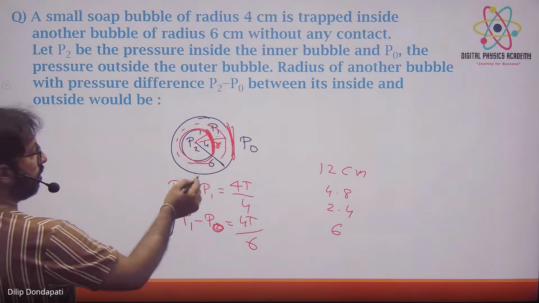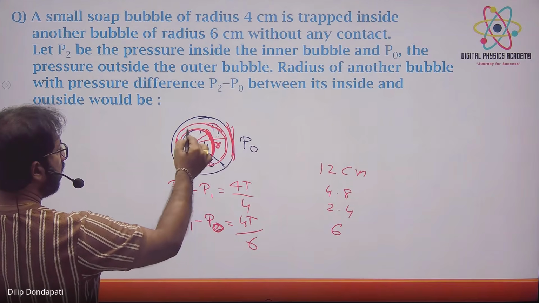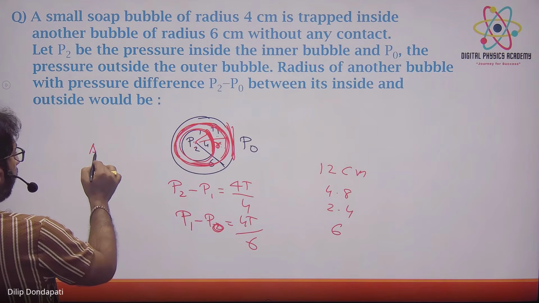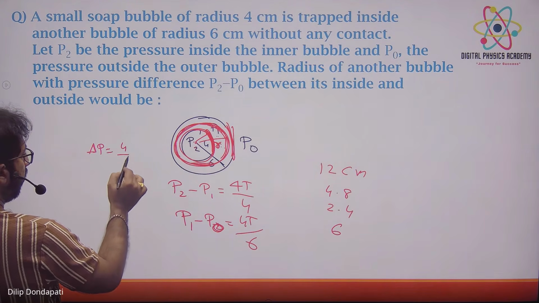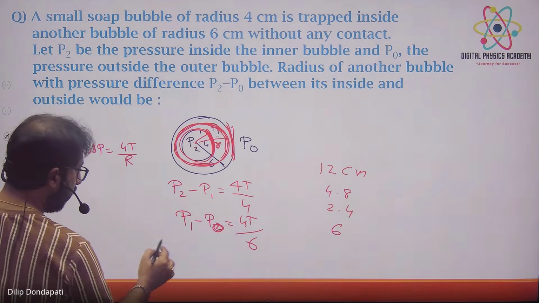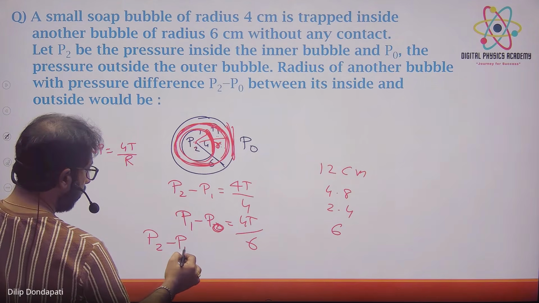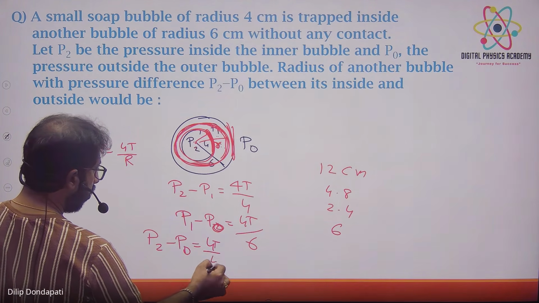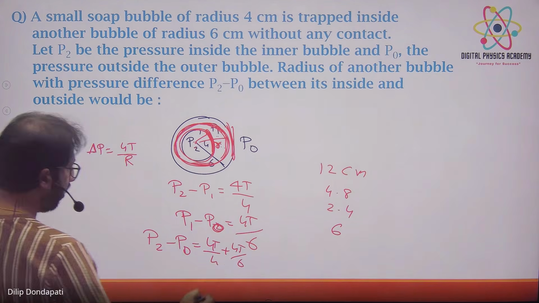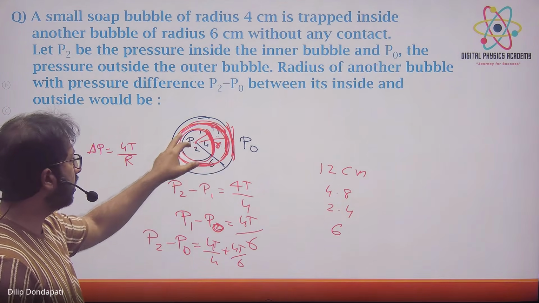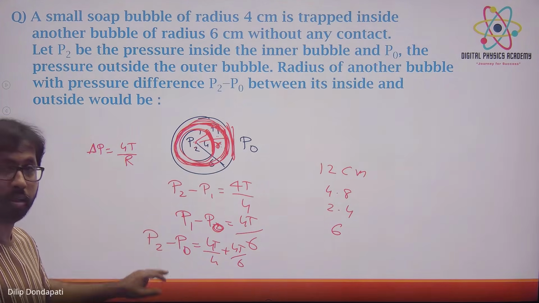Sir, won't there be T? Yeah, exactly. See, that excess pressure will be how much? That excess pressure will be equal to इसका pressure. इसका pressure कितना है? Excess pressure कितना है? Delta P is 4T by R, right? See, if you add, what will happen? Tell me. P2 minus P0 is equal to 4T by 4 plus 4T by 6. आया? This P2 minus P0 will be the radius of this one, right? इसका excess pressure कितना है? 4T by R, right? 4T by R.